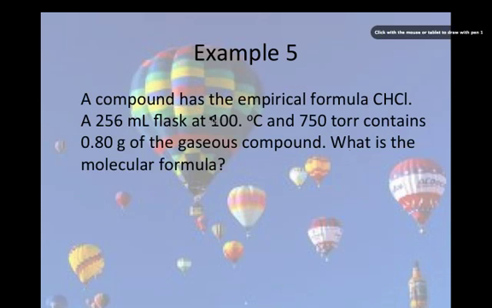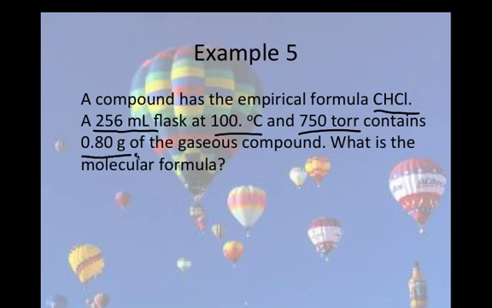Let's look at another example so we can see another application. The compound has an empirical formula of CHCl. So 1 carbon, 1 hydrogen, and 1 chlorine is the empirical formula. That's our mole ratio in simplest terms. So if we have a 256 milliliter flask at 100 degrees Celsius and 750 torr that contains 0.80 grams of the gaseous compound, then what is its molecular formula?